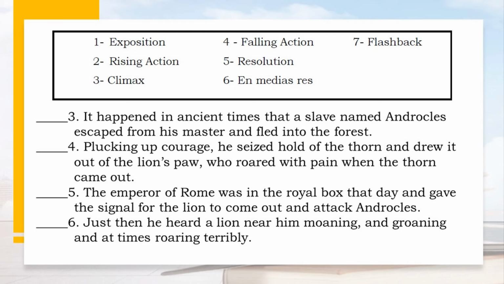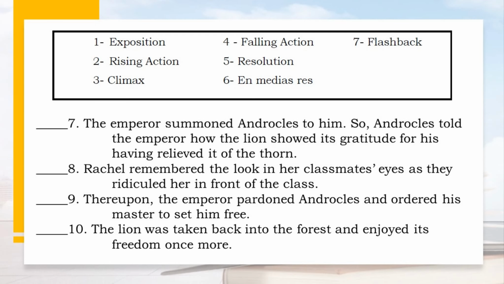6. Just then he heard a lion near him moaning, and groaning and at times roaring terribly. 7. The Emperor summoned Androcles to him. So, Androcles told the Emperor how the lion showed its gratitude for his having relieved it of the thorn. 8. Rachel remembered the look in her classmates' eyes as they ridiculed her in front of the class. 9. Thereupon, the Emperor pardoned Androcles and ordered his master to set him free. 10. The lion was taken back into the forest and enjoyed its freedom once more.